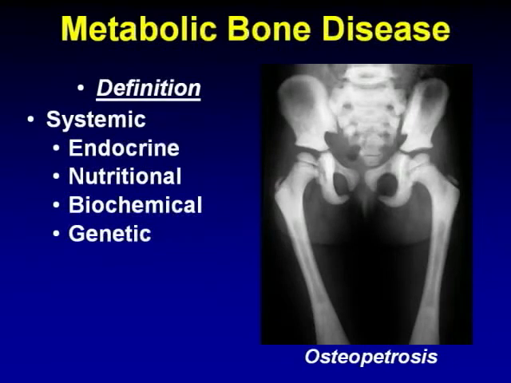We're going to define those as various systemic conditions, whether they're endocrine, nutritional, biochemical, or genetic, including, for example, osteopetrosis, seen here with diffusely dense bones.